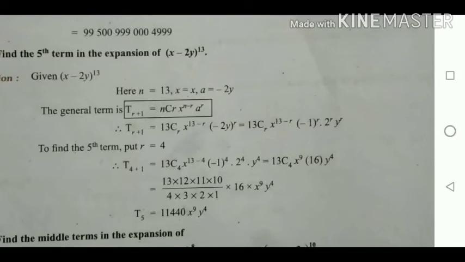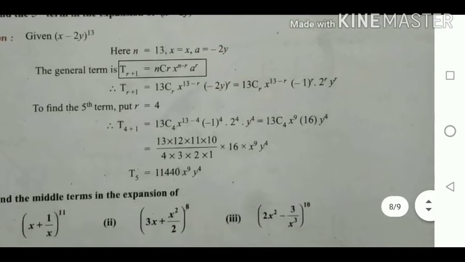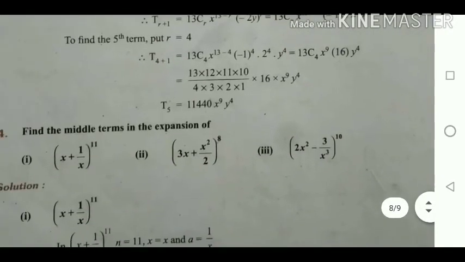Sixth term means r equal to 5. Seventh term means r equal to 6. So T r plus 1 equal to nCr x power n minus r a power r. You have to apply this formula in order to find the term. Okay. Next.